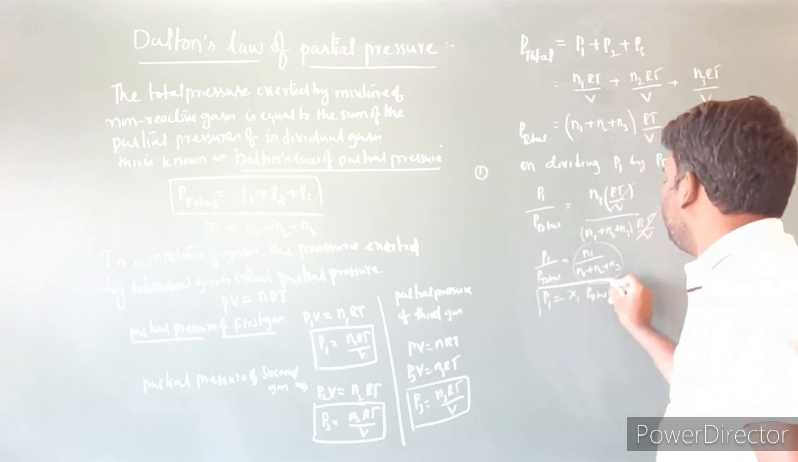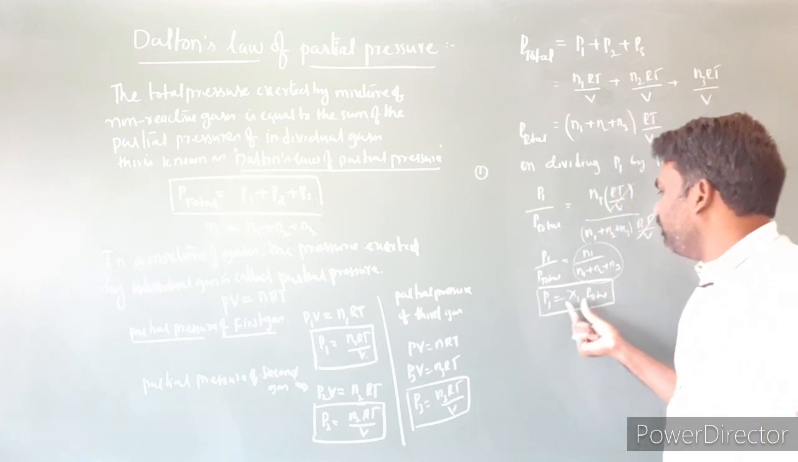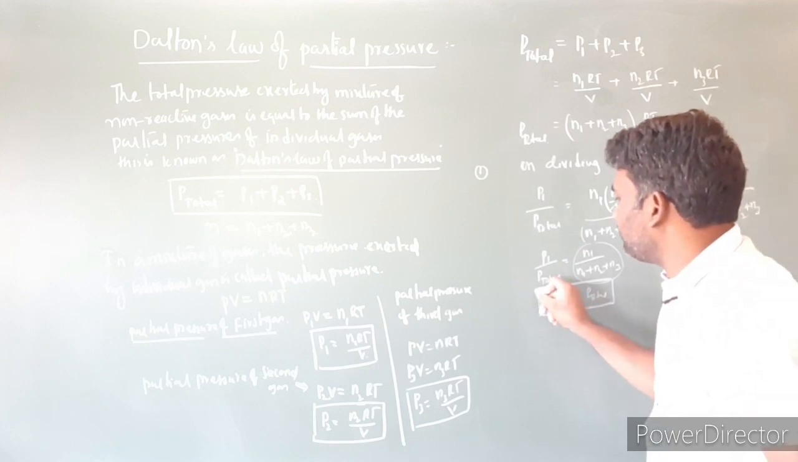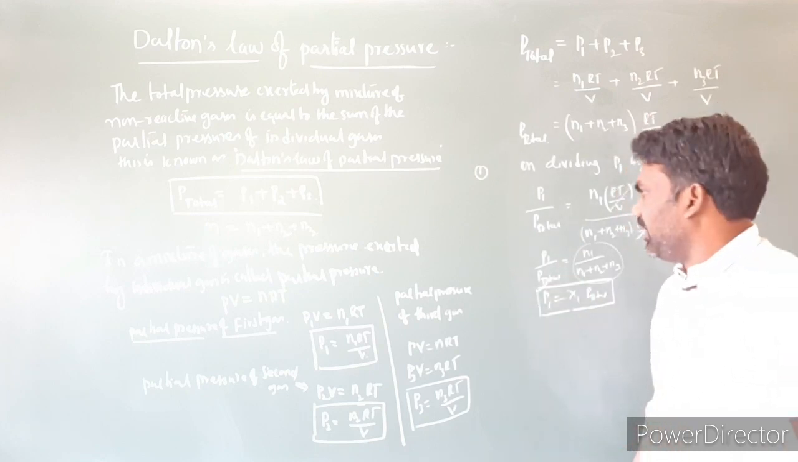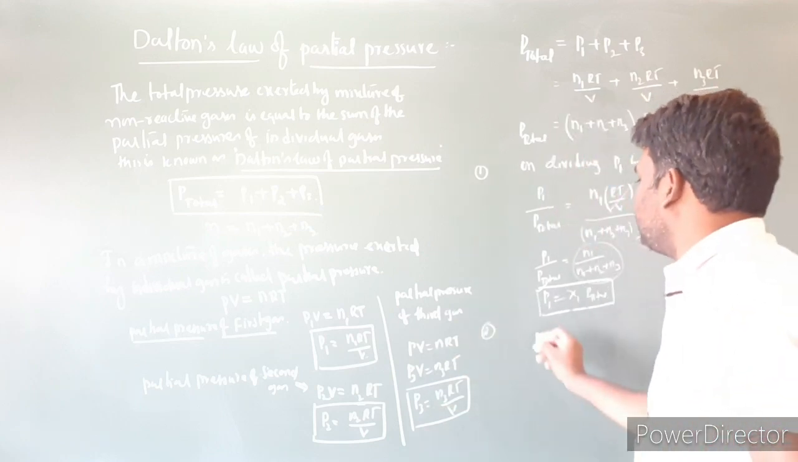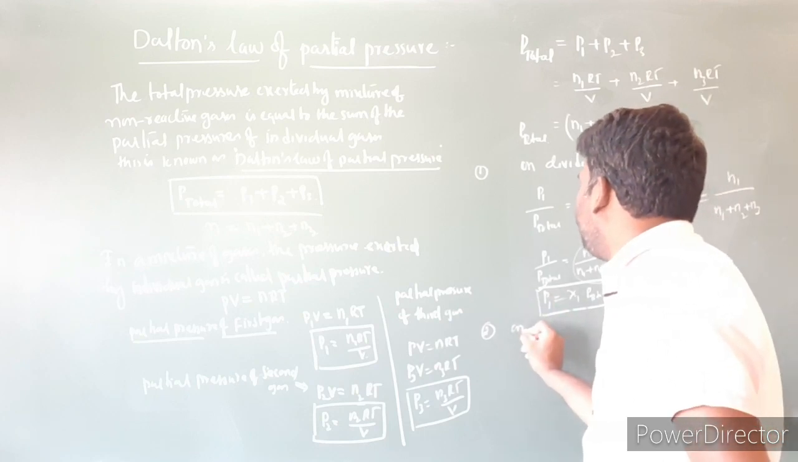So this is the formula we have to use to calculate the partial pressure of the first gas. If the mole fraction is known and the total pressure is known, we are able to calculate the partial pressure of the first type of gas. And this is the first. Second one, partial pressure of the second gas.